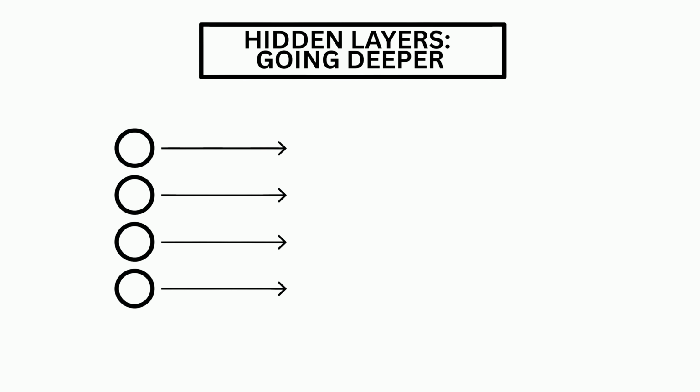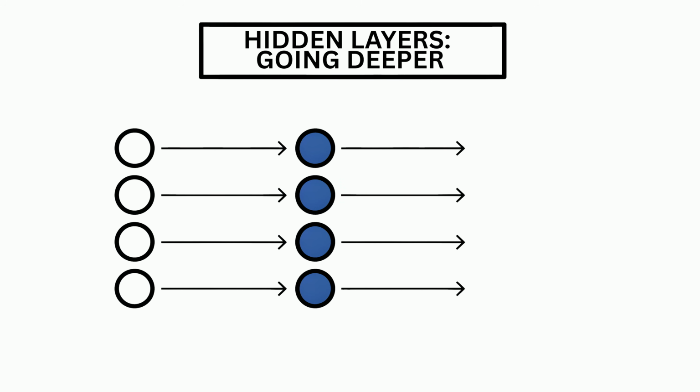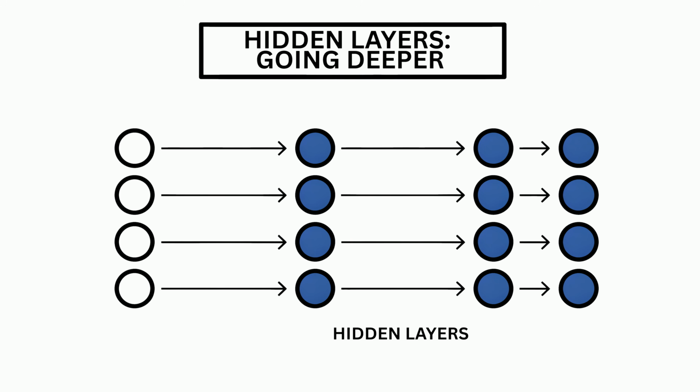Between the input and the final answer, networks often include one or more hidden layers, so called because we don't directly see their output, only their effect on the final result. Each hidden layer takes the previous layer's output as its new input, combining simple signals into increasingly abstract ones. Early layers might notice edges or basic patterns. Later ones combine those into higher level concepts. Stack enough hidden layers and you get what's called deep learning, a topic we'll dig into fully next time.